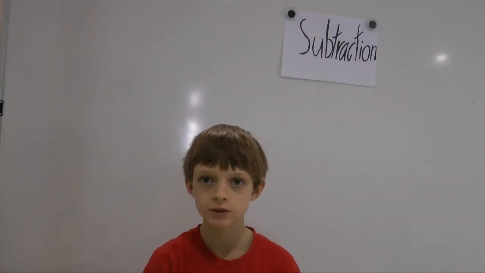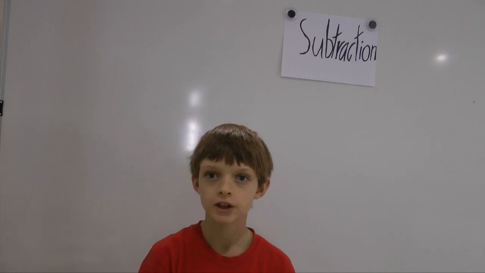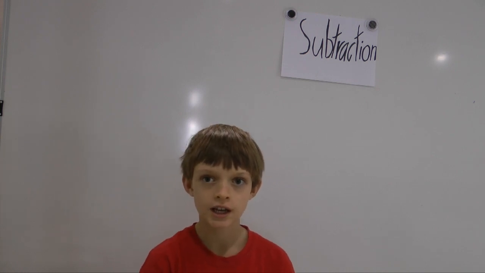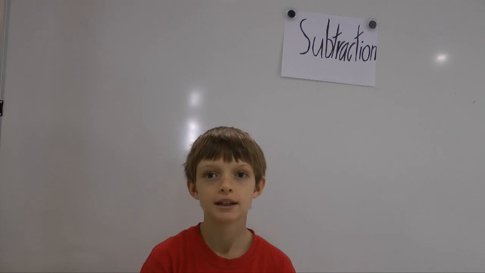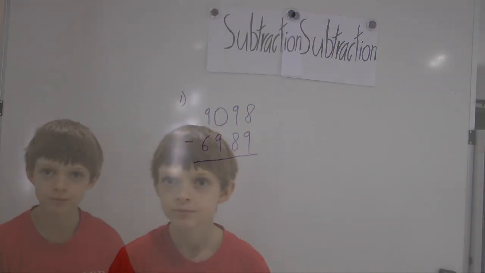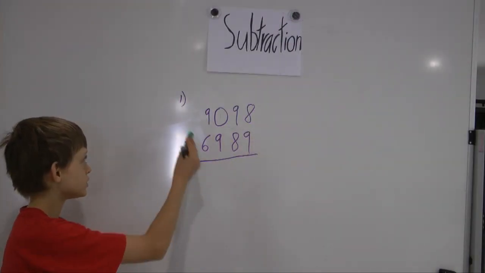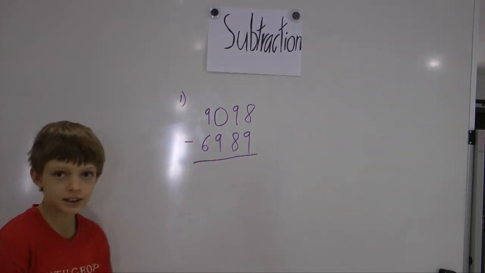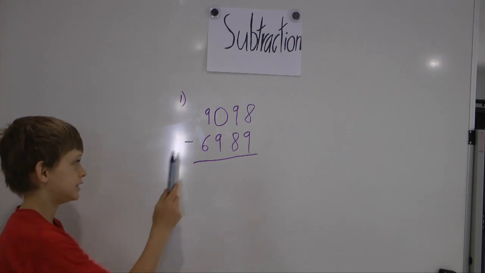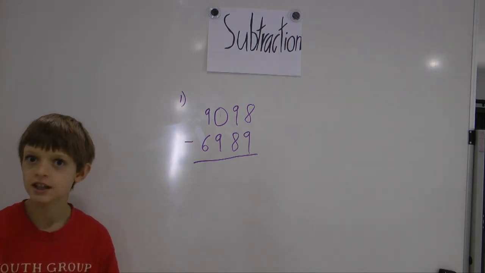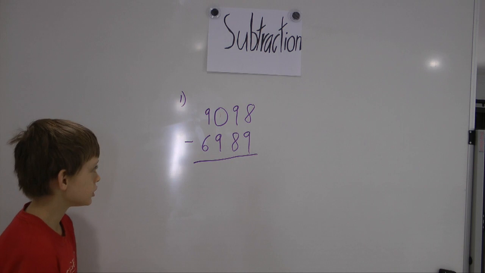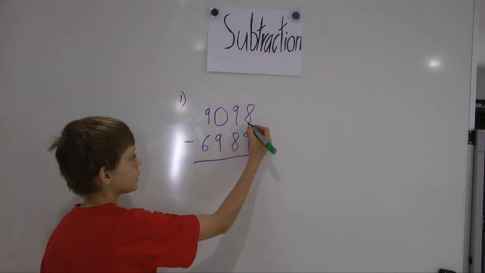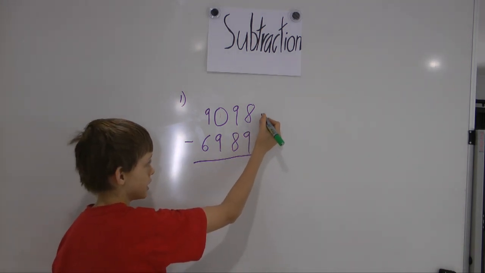to Subtraction with Archie. Today I'll be showing you how to do subtraction, and you can apply this to any number you like. And our first question is here, which is 9,098 minus 6,989. So to begin, we start always on this side.